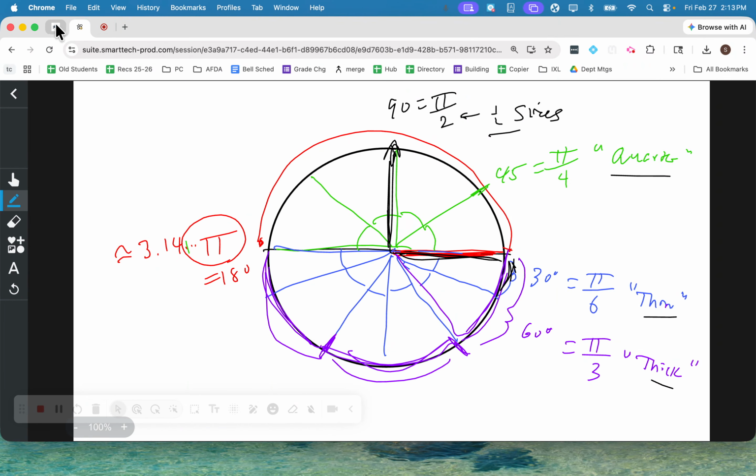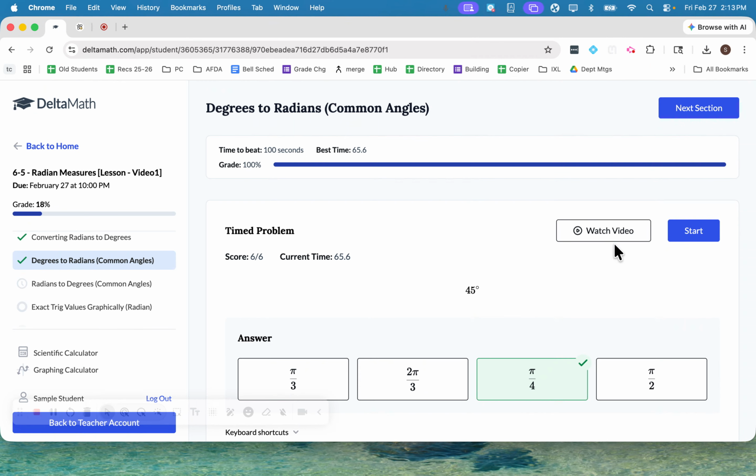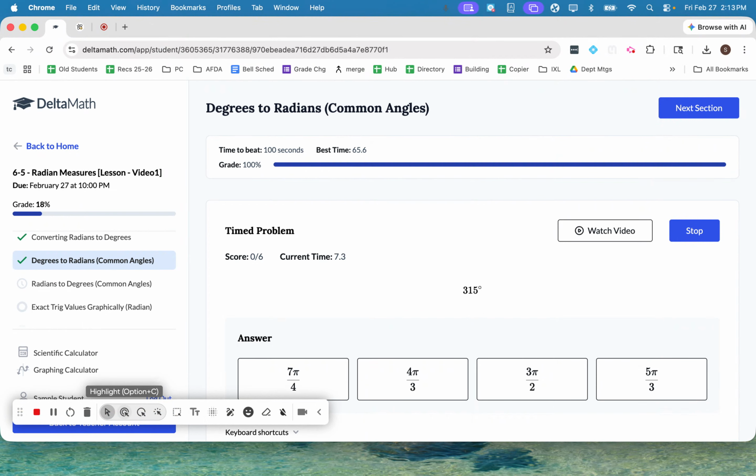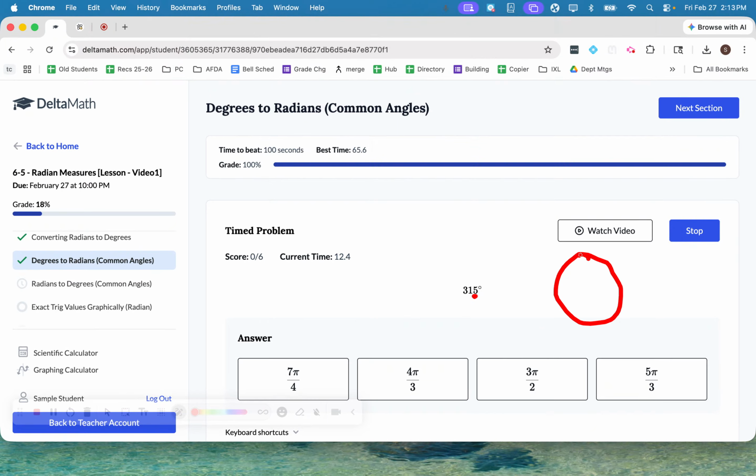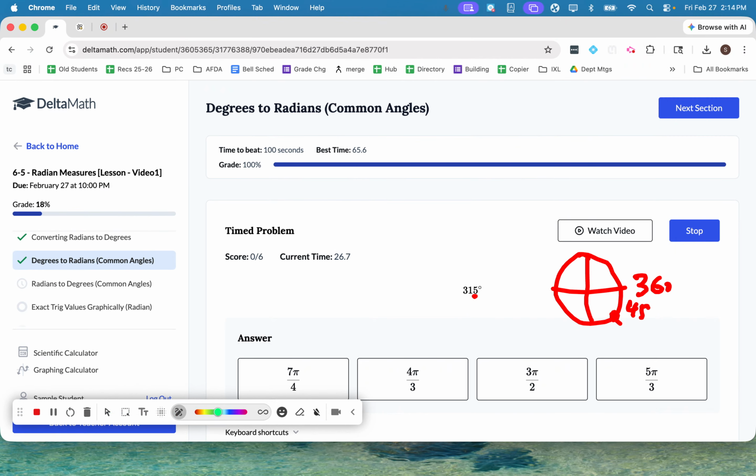So let's go back and see if we can do some more of these. 40, okay, let me start over. 315, that's interesting. My little tip is if there's a 5 at the end, it's going to be one of the quarter slices. 360 is here. Minus 45 puts us right here. So since we're talking about quarter slices, it's going to be this answer.